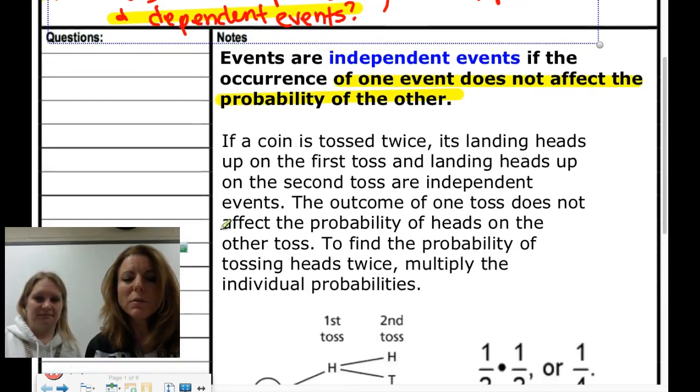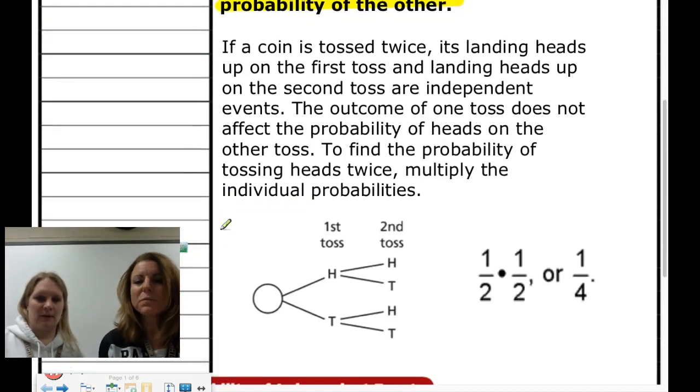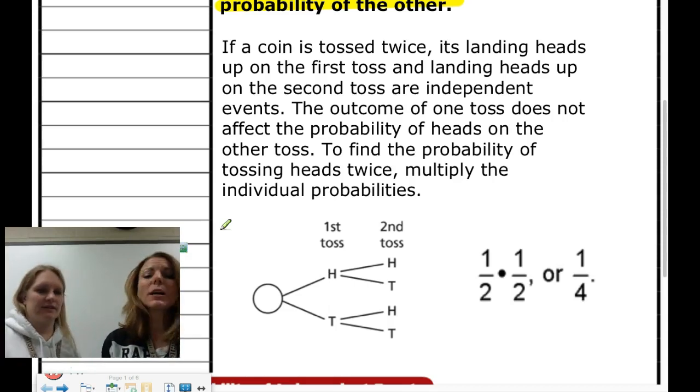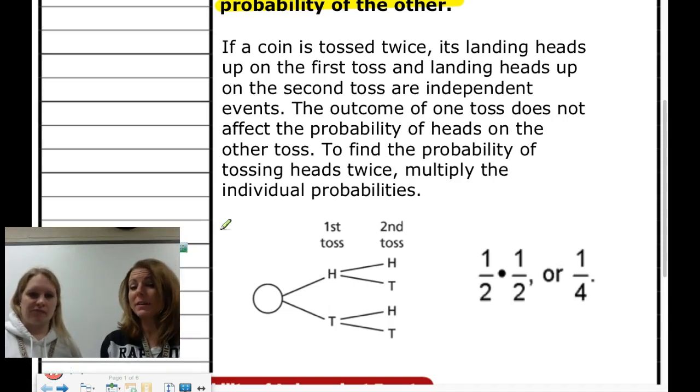Here's a little example that we can talk through. If a coin is tossed twice, landing heads up on the first toss and landing heads up on the second toss are independent, because every time they have an option to get heads or tails. Exactly. The outcome of one toss does not affect the probability of heads on the other toss.